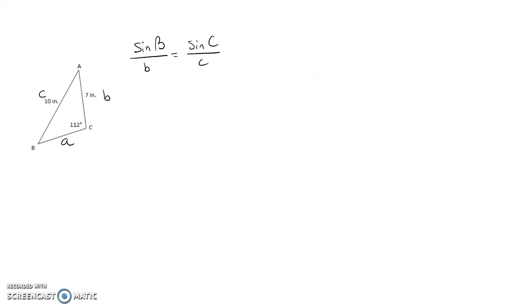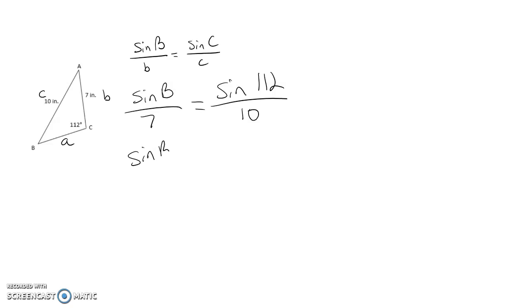Okay, so let's use law of sines to find a missing angle measure. So let's start with sine of B over little b equals sine of C over little c. I do not know what angle B is. I do know what little b is, and that's 7. I do know that C is 112. And little c is 10. So we know that the sine of B is equal to 7 times sine of 112, going to divide that by 10.